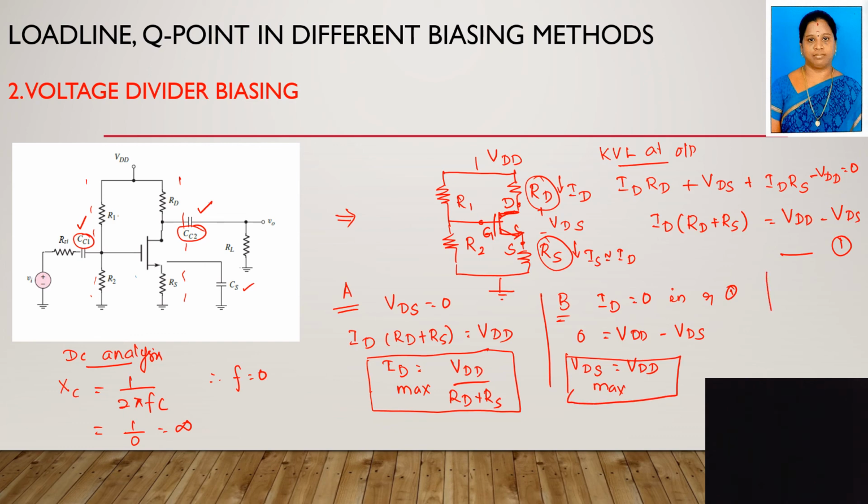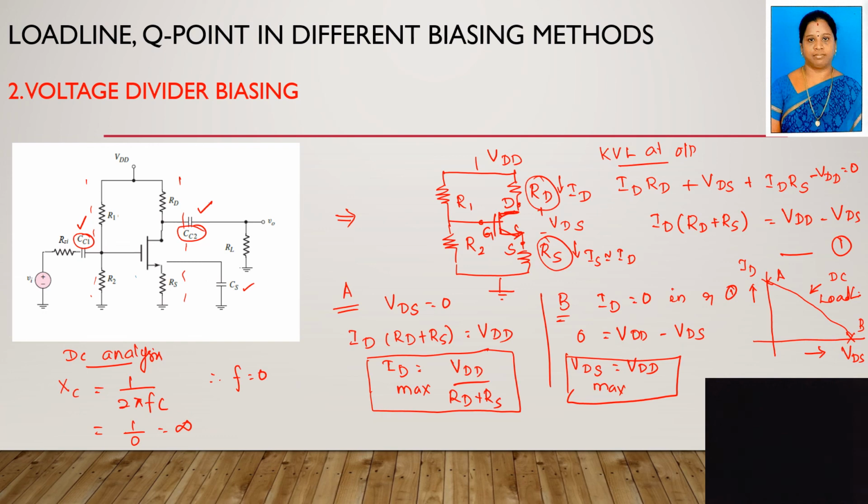So, if you are drawing the DC load line, in the x-axis you have the VDS, in the y-axis we have the current ID. Okay, so here the point is A, here the point is B. So A is nothing but VDD by RD plus RS, that is ID max. B is nothing but VDS max equal to VDD. So after locating these 2 points, if you draw a straight line, this is nothing but the DC load line, right? Similarly, how to locate the Q point?